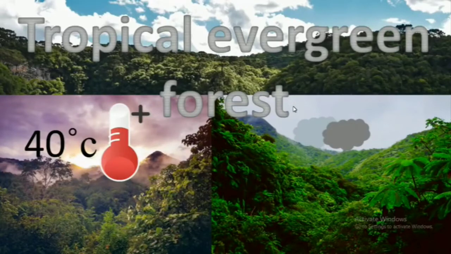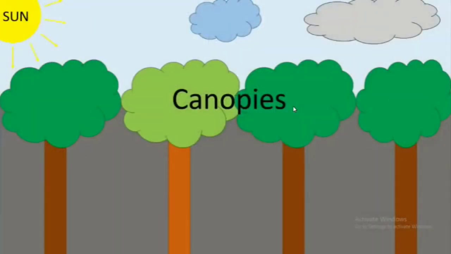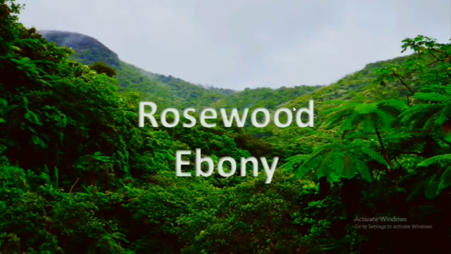The thick canopies of the closely spaced trees do not allow sunlight to enter inside the forest even in the daytime. Hardwood trees like rosewood, ebony, mahogany are mainly found here.